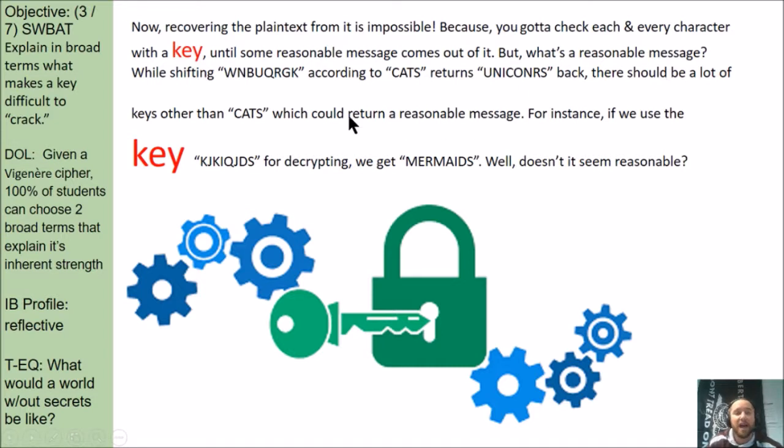Now, there should be a lot of other keys out there other than cats that could return something that's reasonable. And for instance, if I use the key, this jumbled mess of a key to decrypt, I could get the word mermaids. So mermaids is a word, so is unicorns, depending on what I'm going for here. I would specifically need to know what that key was. You know what I'm saying? What the specific key is. Not just maybe any key, but a specific one, like cats.